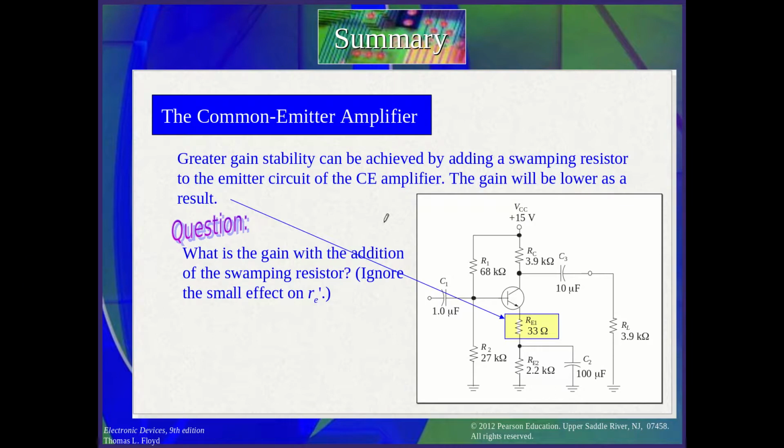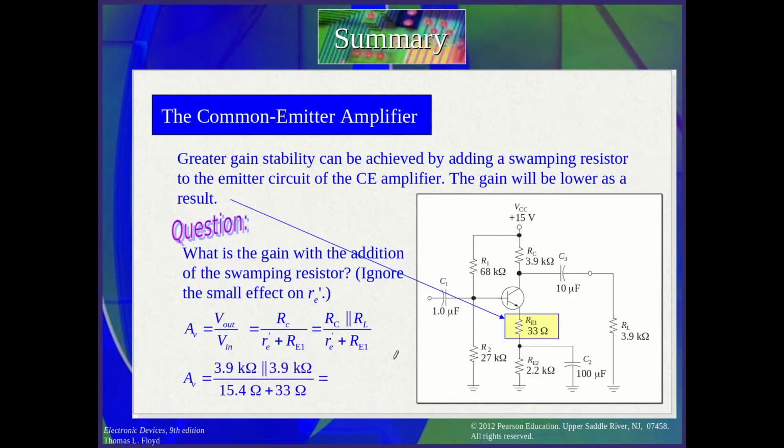Okay, what is the gain now? If you ignore the small effect of the RE dash, then AV is equal to V output over V input. V output is RC parallel with RL over RE dash plus RE1. Okay, why didn't you take RE2? Because there is a connection to the ground here, so it's not taken into account. So if you take the calculation, it's very easy to get the gain.